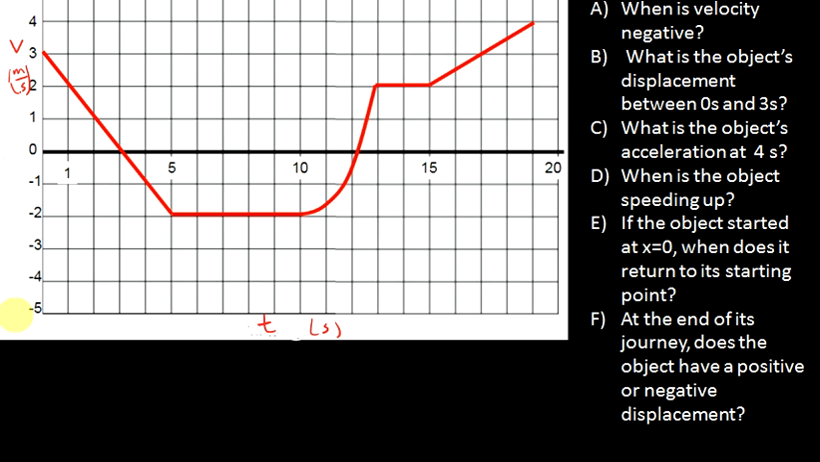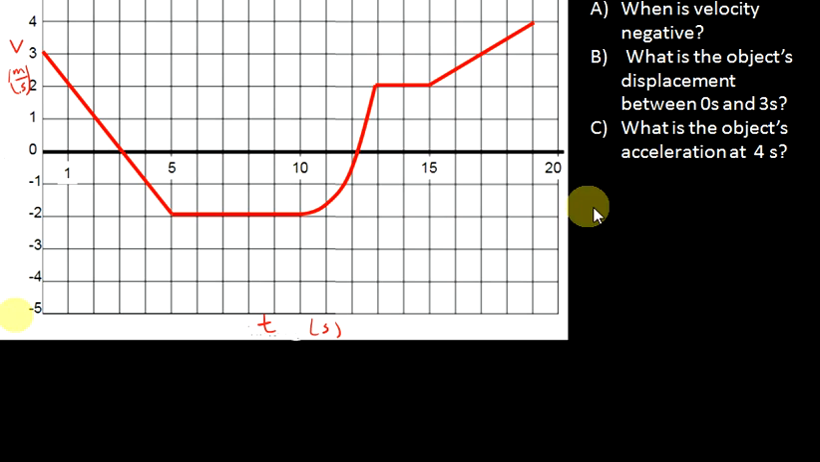So here's our graph. It's a velocity versus time graph, velocity on the y-axis, time on the x-axis. I have 6 questions for you. Right now is the time when you hit pause and just try each problem. Okay, we're going to go through this one by one. I just hid the second and third to give myself a little more room to work. But let's look at it.